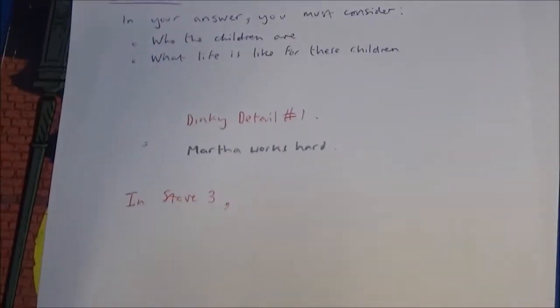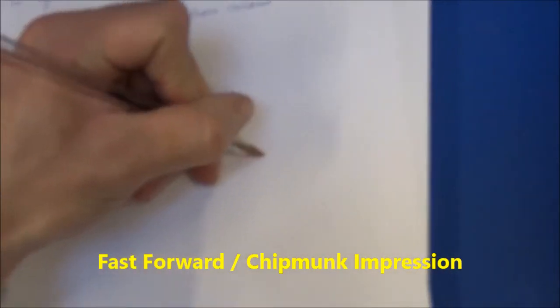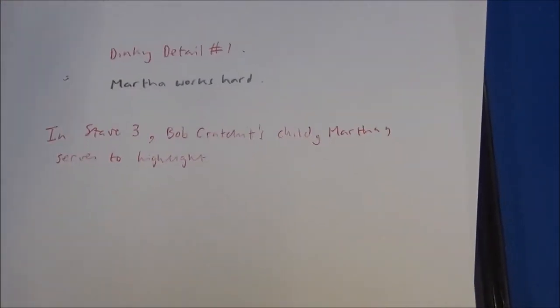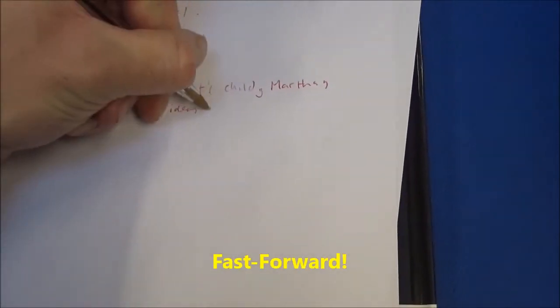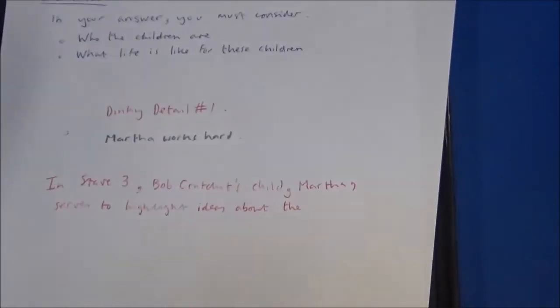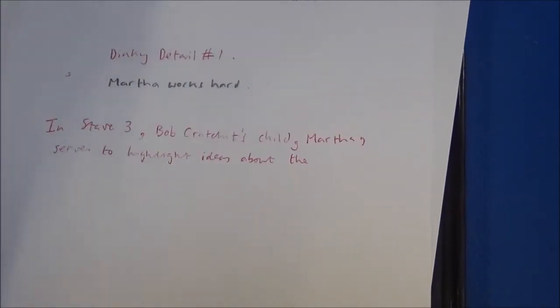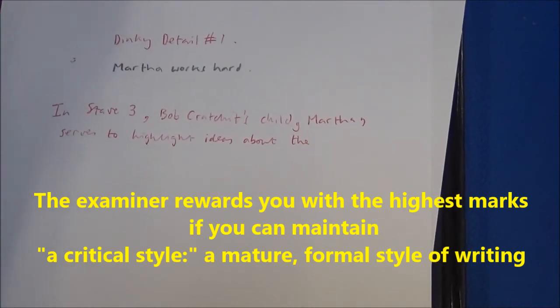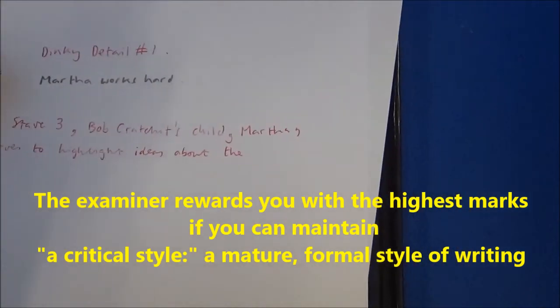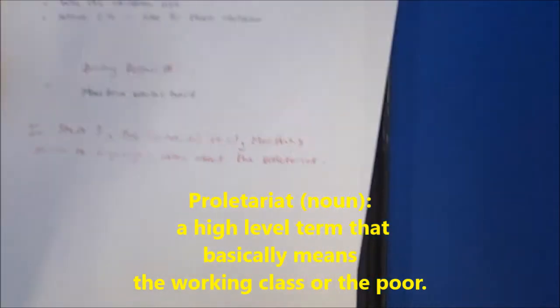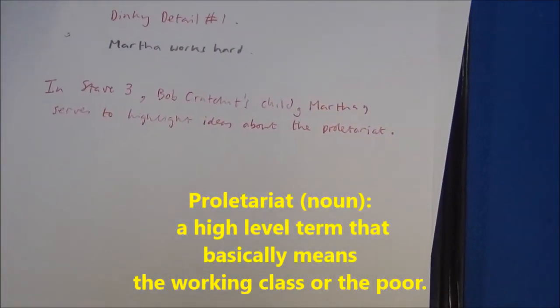Question about children, so I might try and get child in there. Bob Cratchit's child, Martha, serves to highlight ideas about the poor. I'll tell you what, the poor, it's not bad, but again, because I want to write with assurance and confidence, I'm going to jettison, I'm going to reject poor and say the working class. No, stop that. I'm going to say the proletariat. There's a la-di-da term. Let's hope I spell it correctly. Brilliant. So this character, this child character, is giving some ideas about the proletariat.